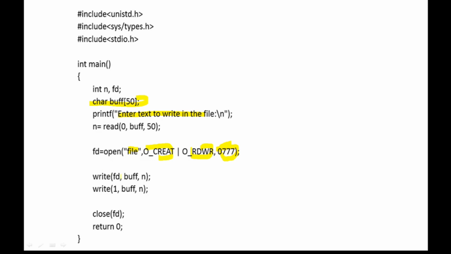Write the contents to the file descriptor ft, where the data is present in the buffer, and the size will be n. Next, write 1 is there. On the standard output you are going to write the buffer and n, then close ft.